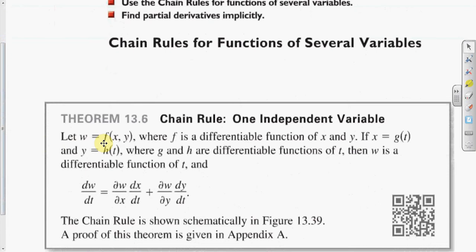Now this is beefed up, but you're going to see that this is the same good old-fashioned chain rule from calculus 1. And we'll look at a problem and try to illustrate that.